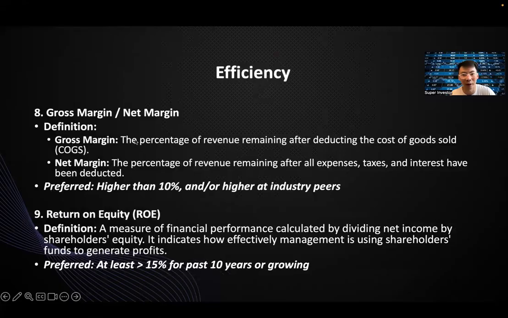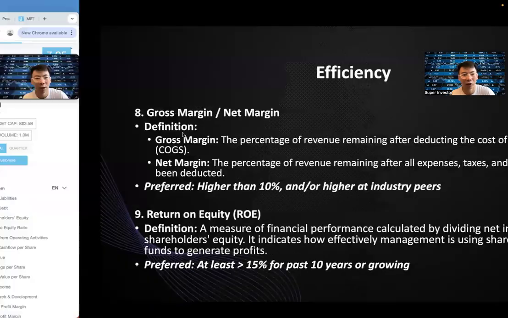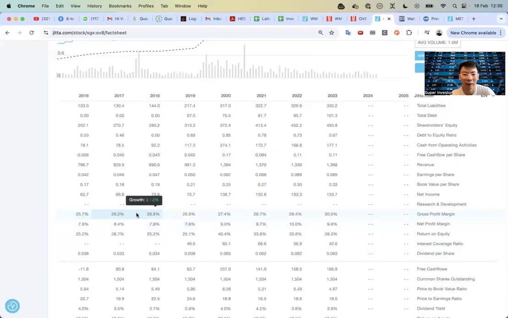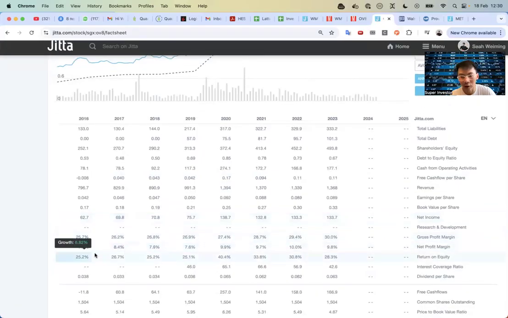So you can see gross margin. We don't look at salary or tax yet. This only shows the amount when they sell the goods. How much money are they making? So overall, initially, you can take a look at both gross margin and net margin, and compare it against their competitors. This is something that we look at.